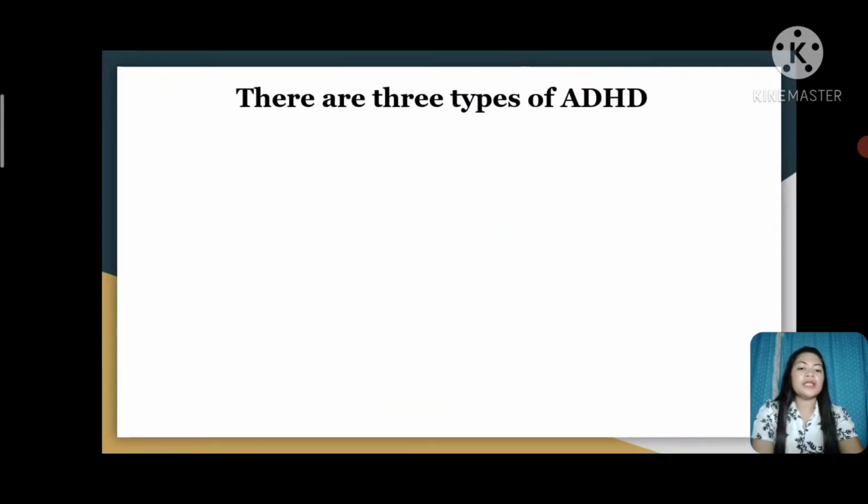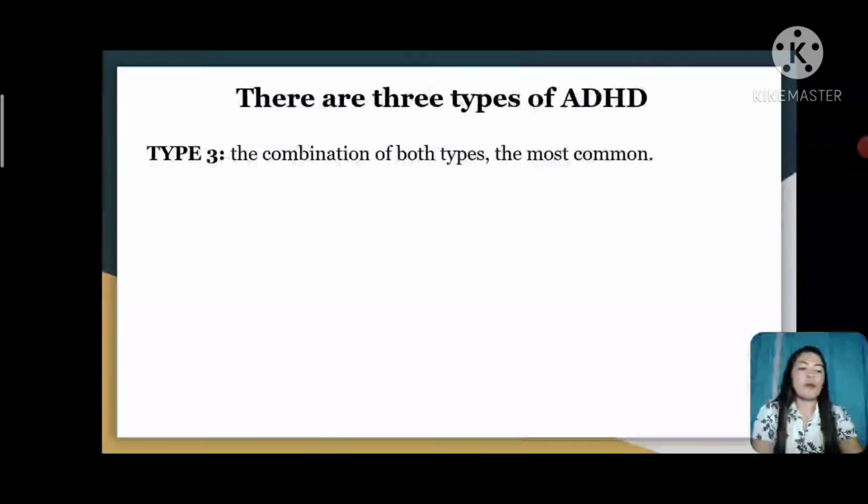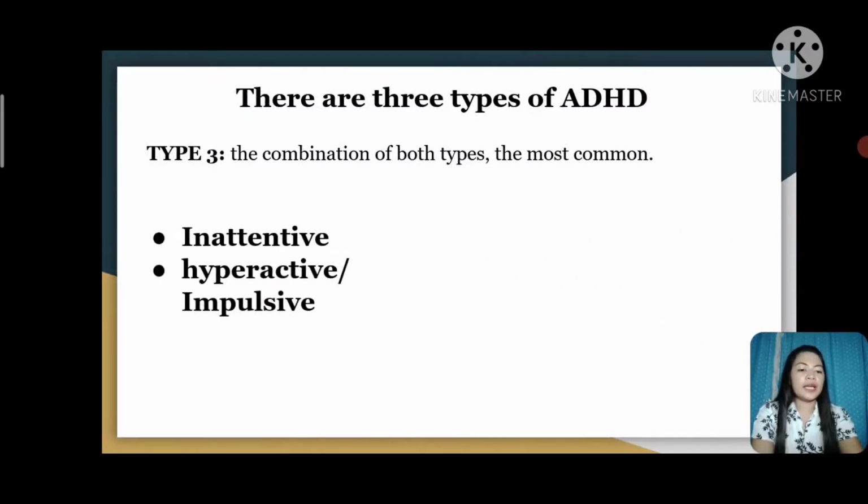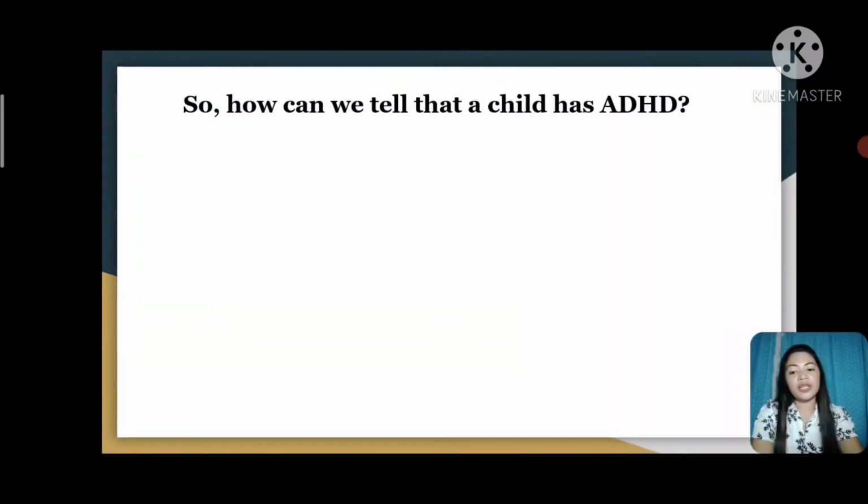Type 3, the most common, is a combination of both types. Children with the combined type of ADHD show both categories of symptoms, which means they would be inattentive, hyperactive, and impulsive. So, how can you tell if your child has ADHD?